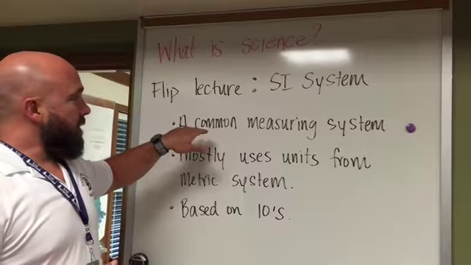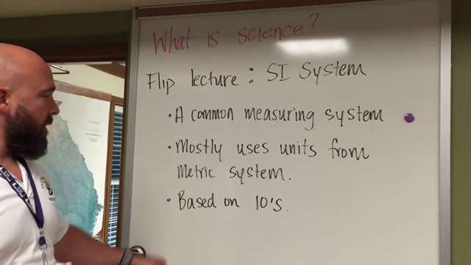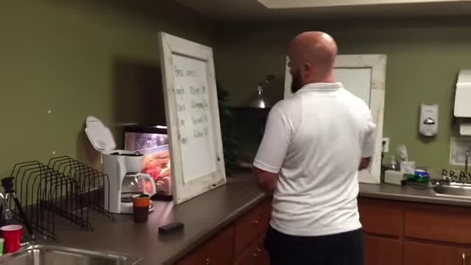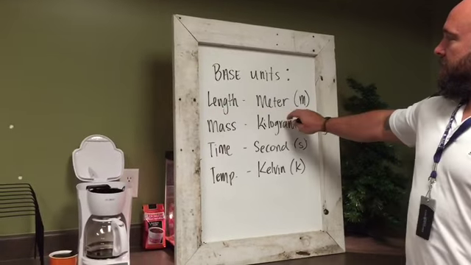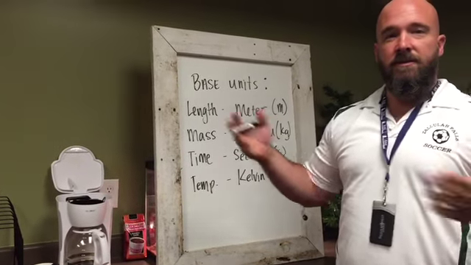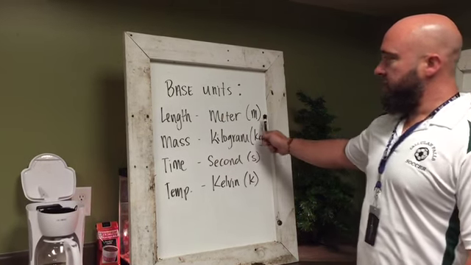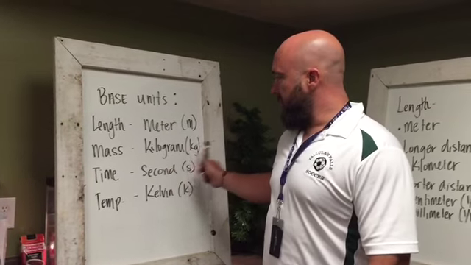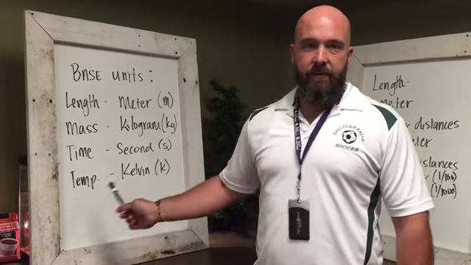Okay, this system is a common measuring system throughout the world, mostly uses units from the metric system, and is mainly based on tens. Okay, so over here, our base units for length, and in this system we have base units and derived units. For the base units, for length you have the meter, which you use a capital M. For mass, you use the kilogram, kg, time, seconds, and temperature, you use Kelvin.